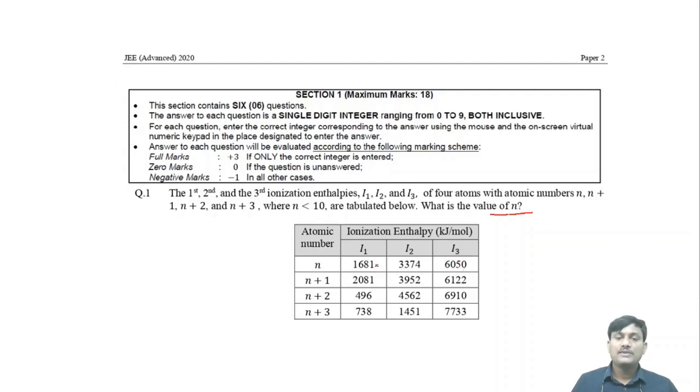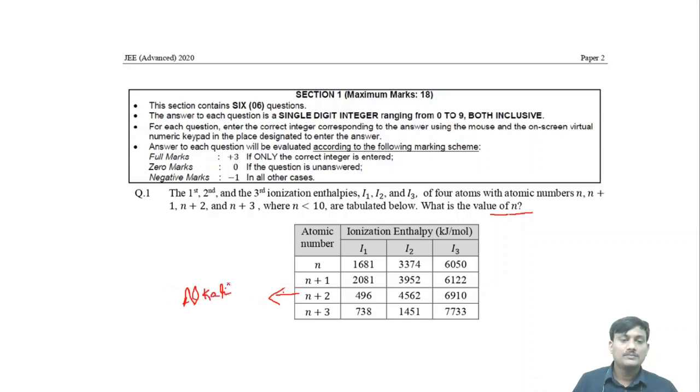Here the difference between consecutive ionization enthalpies is very small. In the case of n plus 1 also there is no huge change from I1 to I2 and I2 to I3. In the n plus 2 case, from I1 to I2, there is a nearly 9-fold increase in ionization enthalpy. So this indicates that n plus 2 is an alkali metal.